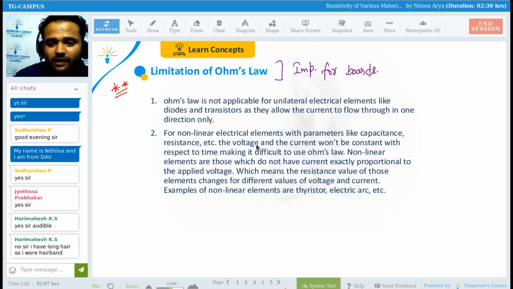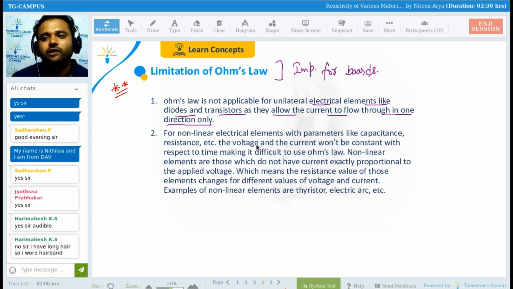So Ohm's law is not applicable for unilateral electrical elements like diodes, transistors, as they allow current to flow through in one direction only. Clear, everyone? So these instruments are basically known as semiconductor instruments or unilateral. Unilateral means in this particular instrument, diode or transistor, the electric field is only going in one direction. So they are non-ohmic conductors or semiconductors. Or this particular word is written as non-ohmic materials.